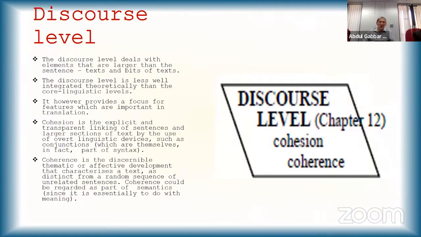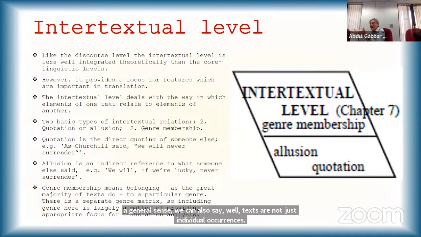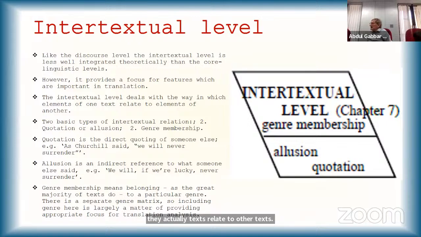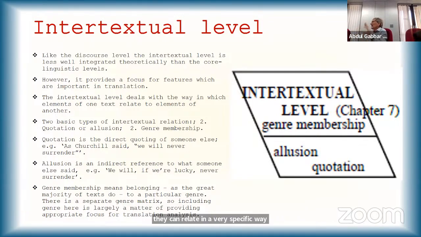Okay, so we were looking at the discourse level. Beyond that, if we think of discourse as taking us up to the level of the text, then in a general sense, we can also say, well, texts are not just individual occurrences. Texts relate to other texts. And what Harvey and Higgins suggest is that there are two basic ways in which they can do this. They can relate in a very specific way via allusion or quotation, and they can relate in a much more general way by membership of particular genres.